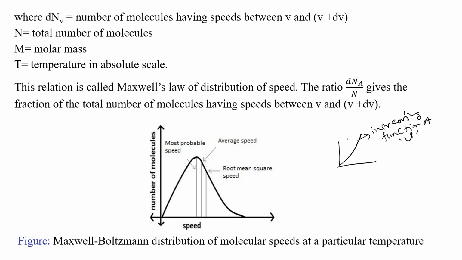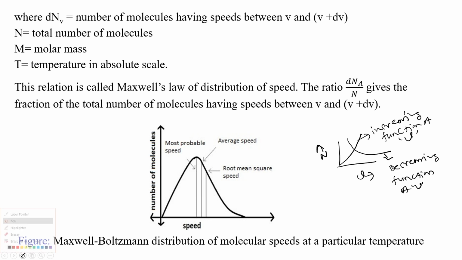And then we have the exponential term, which is a decreasing function of v. As v increases in this direction, n, the number of molecules, decreases in this direction. This is a decreasing function of v, or velocity. So if we combine these two, we get a curve which passes through a maximum here. So that's what we are getting here. If we plot number of molecules versus speed, it passes through a maximum here, as one can expect from this.